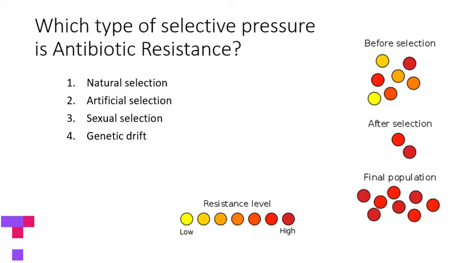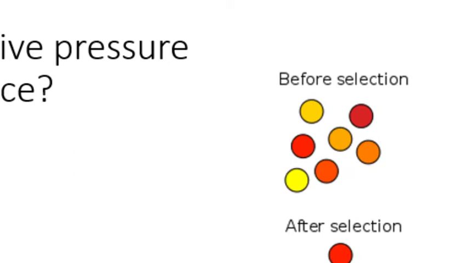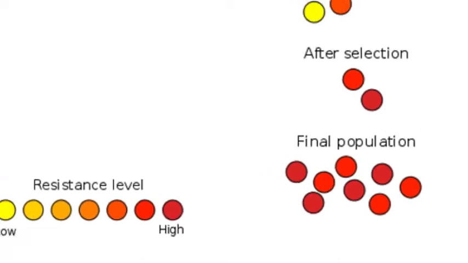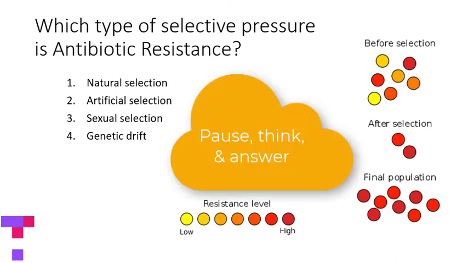Now we've covered all 4 types of selective pressures. Let's look at an example to see what type of pressure is applied to this population. If we have a group of bacteria and we take an antibiotic, certain bacteria will survive, resulting in a change in the population's traits. Which type of selective pressure is this?